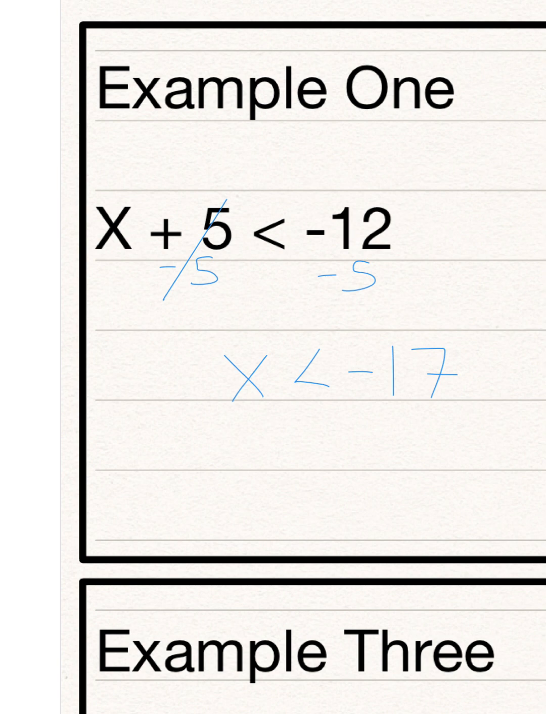It is less than. So if we put that on a number line, we have -17 here. Remember, x can't be equal to, so I'm going to represent it with an open circle. And x is less than, which means an arrow for an inequality goes to the left. So x could be -18, -19, but it cannot be -17, and it cannot be greater than it.